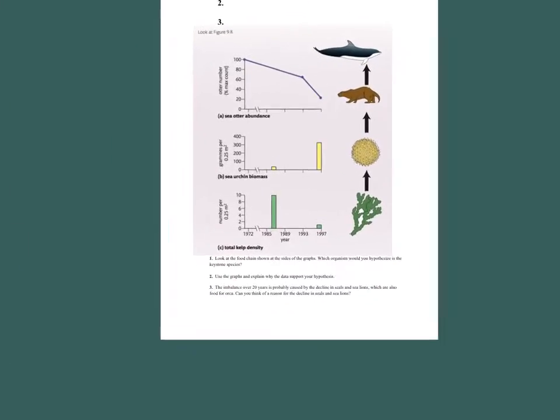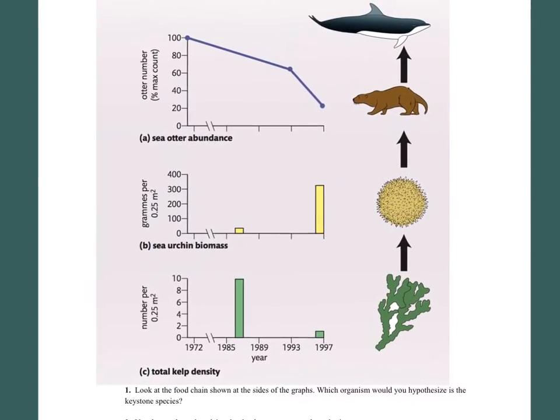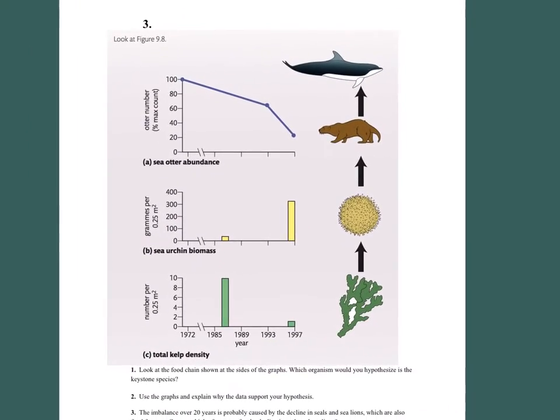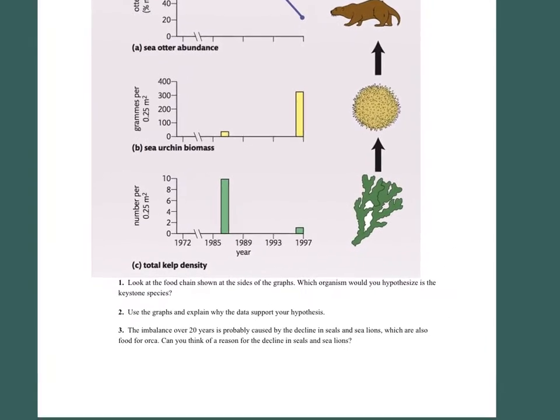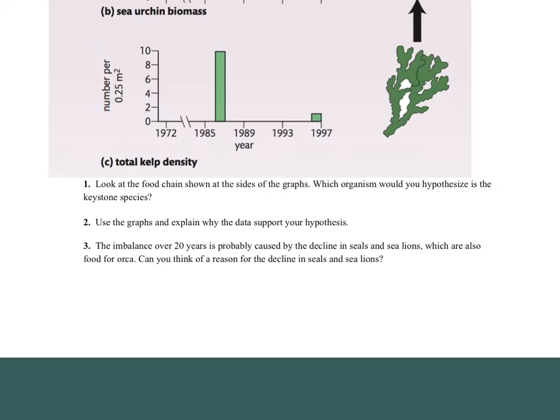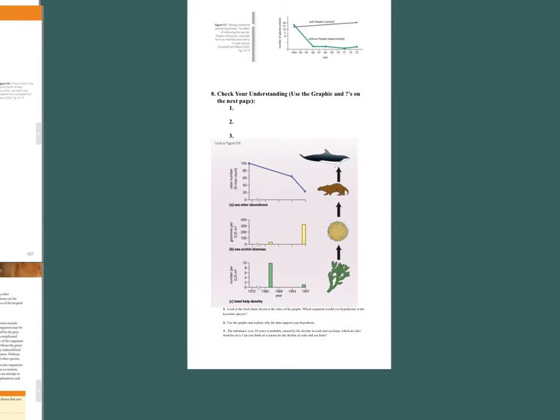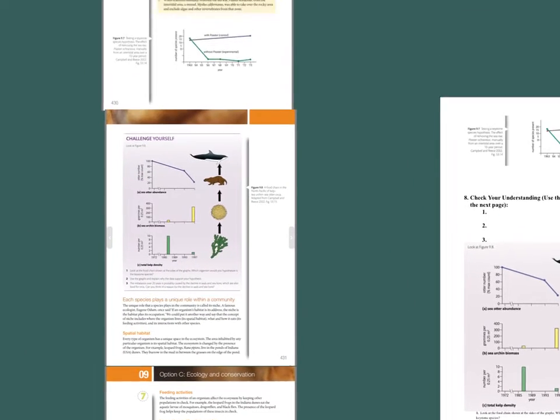So you're going to use this graphic to answer the following questions. Look at the food chain shown in the graph. Which organism would you hypothesize is the keystone species? Use the graphs to explain how the data support your hypothesis. So let's read more about that before we dive in.